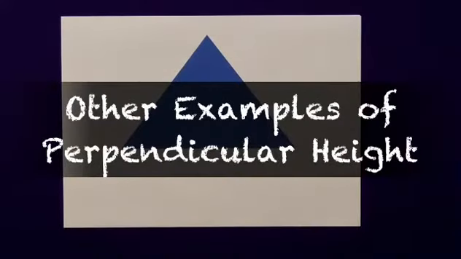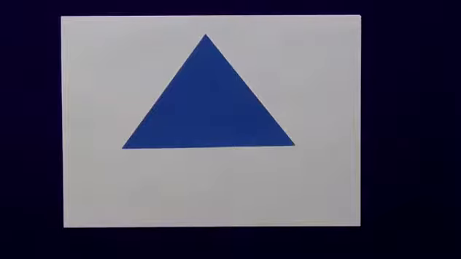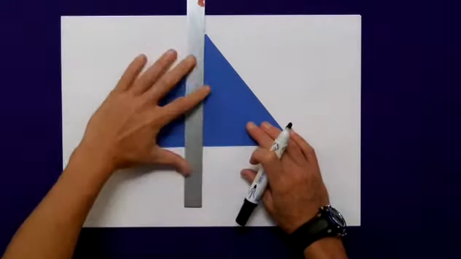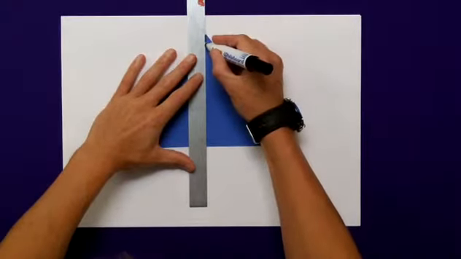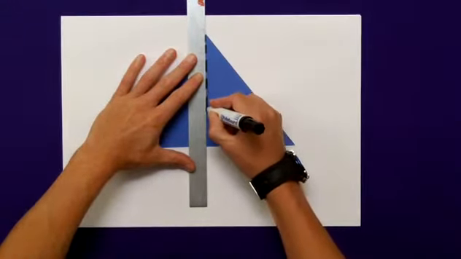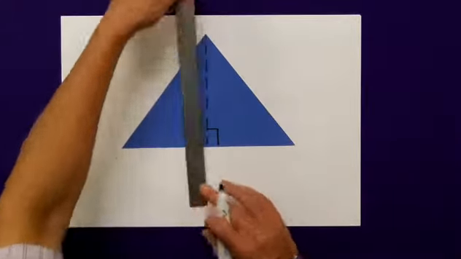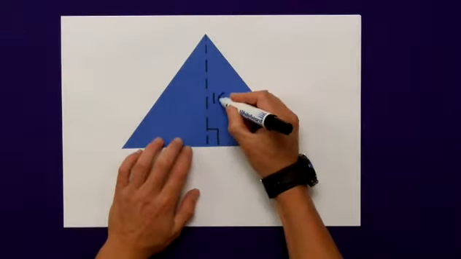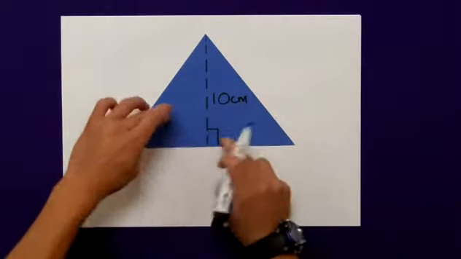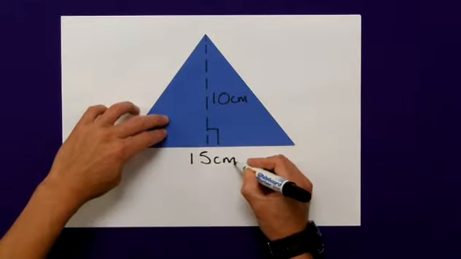In the previous example, it was easy to find the perpendicular height. With this example, it's a little less obvious, but it is at 90 degrees to the length at the bottom, which is where I'm marking now. So that is the height which I am going to use, which is the same as the previous example. Again, it was 10 centimetres, and the length of the base remains the same at 15 centimetres.